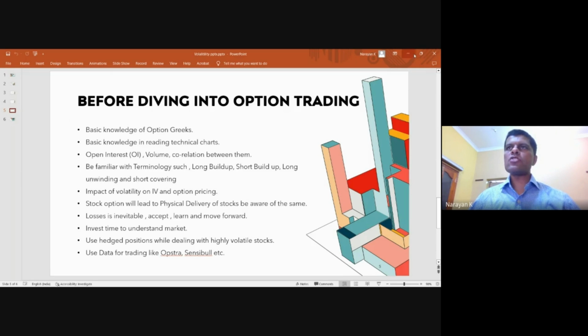So I'll be just showing you the Opstra tool and how to use it for your trading.